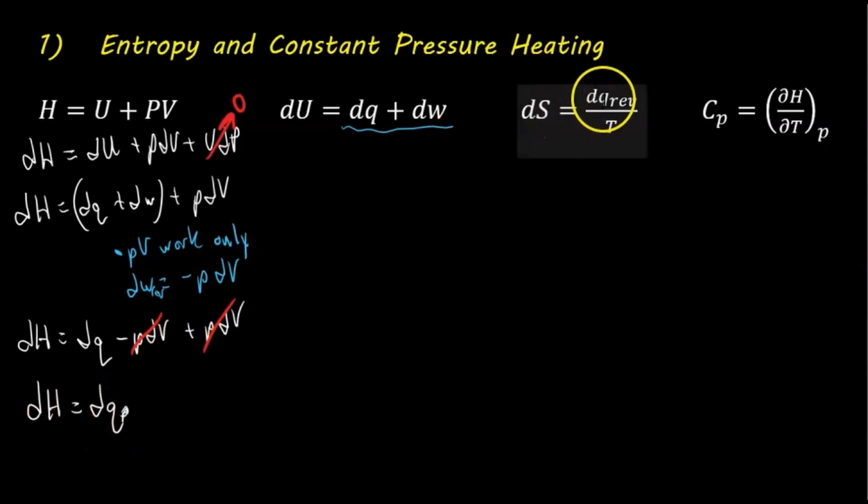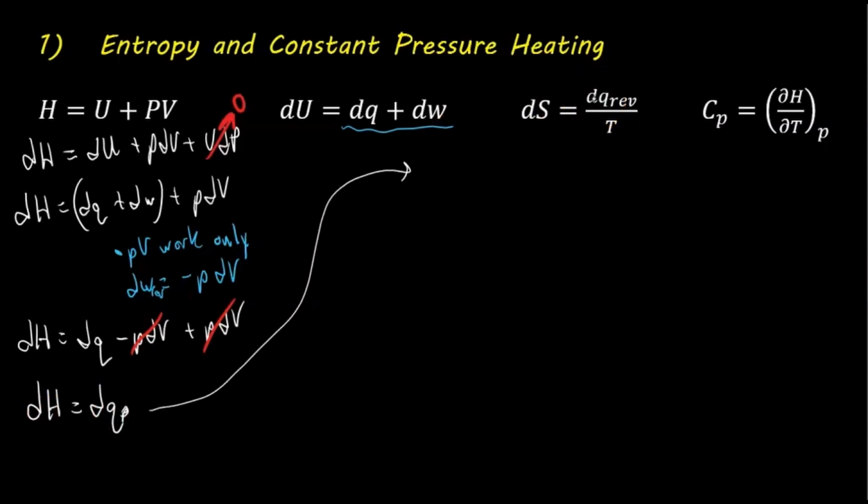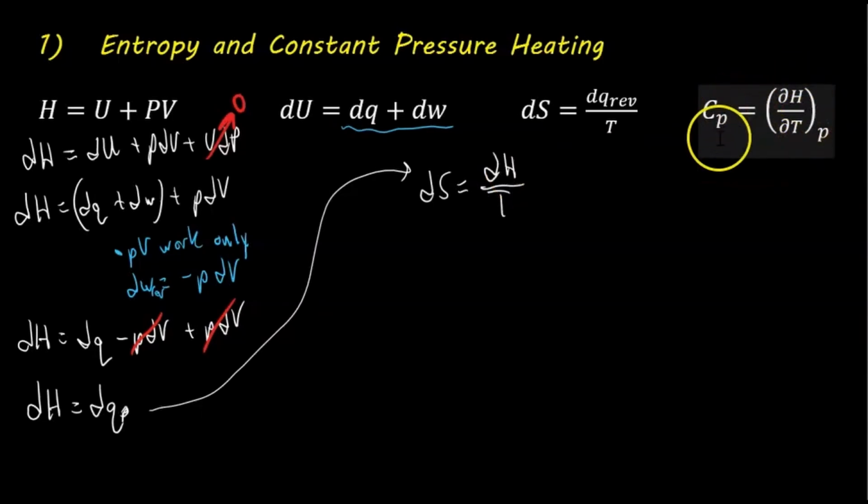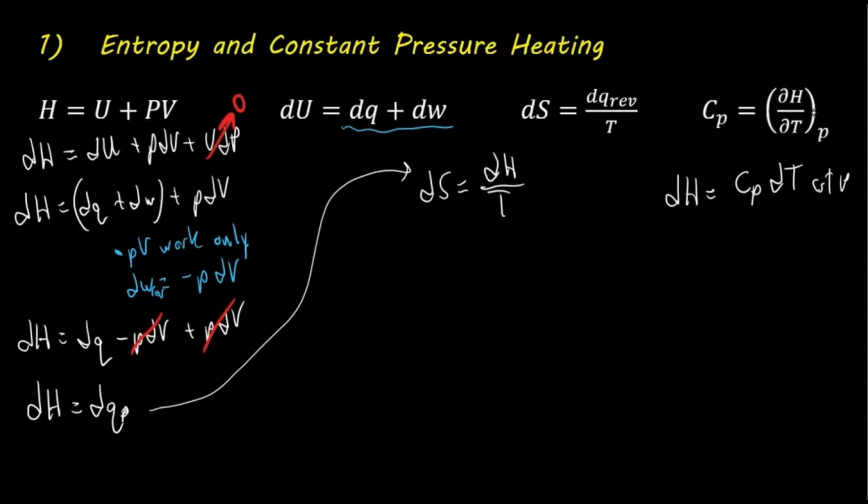We have an expression for dq. We can plug it into our thermodynamic definition of entropy. So dq is now dH over T here. And we want things in terms of pressure, volume, temperature, things that we can measure directly in the lab. So we're going to invoke the heat capacity at constant pressure here. And we're going to rearrange this to get dH equals Cp dT. And this is constant pressure.